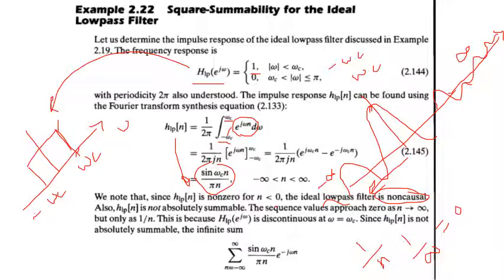Since H low pass, that is the response of the low pass filter, is not absolutely summable, if you sum this from minus infinity to infinity, it is not absolutely summable, but it is square summable.